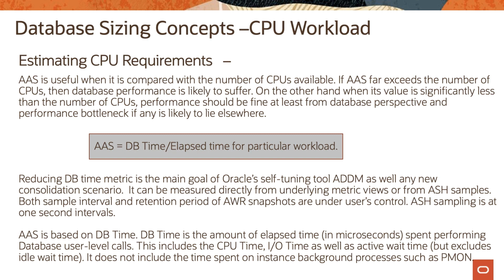Both the sample interval and retention period of AWR snapshots are under the user's control. Active session history sampling is at a 1 second interval, which we discussed in our previous session. AAS is based on database time, and database time is the amount of elapsed time in microseconds spent performing database user level calls. It includes CPU time, IO time, as well as active wait time, but it excludes any kind of idle wait times. It does not include the time spent on instance background processes such as PMON, etc.